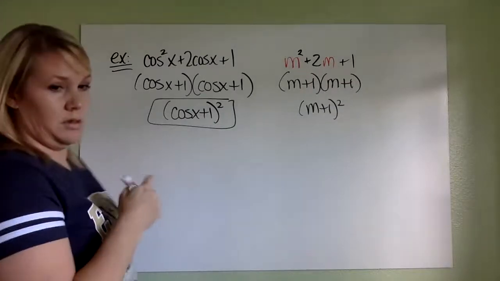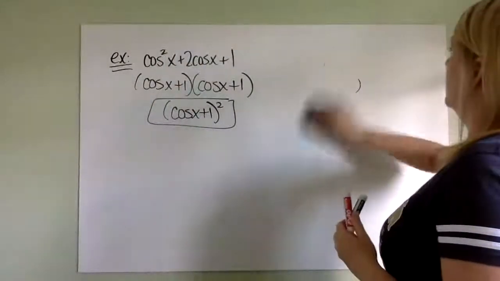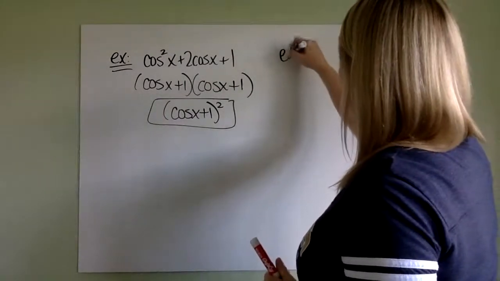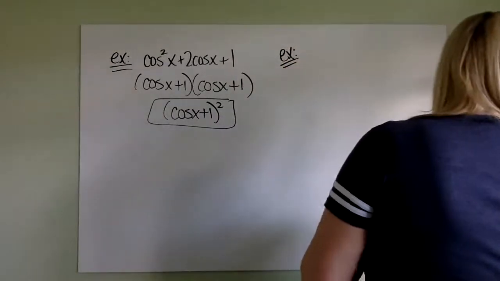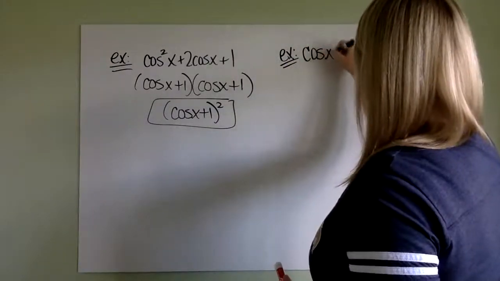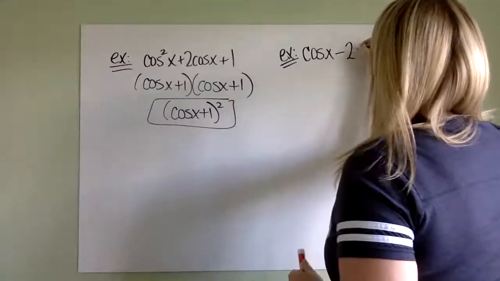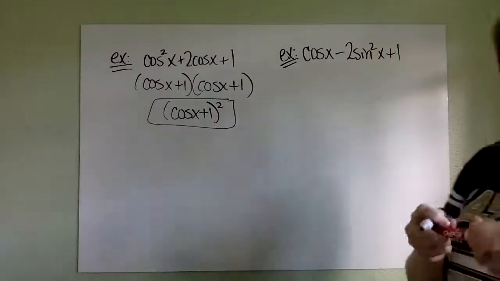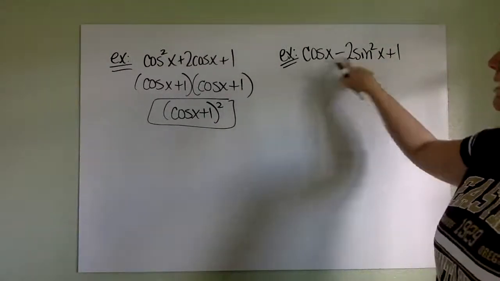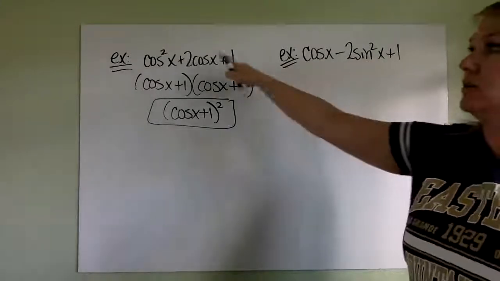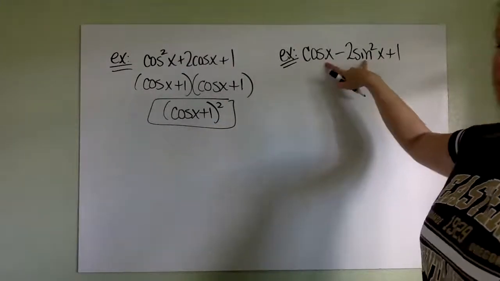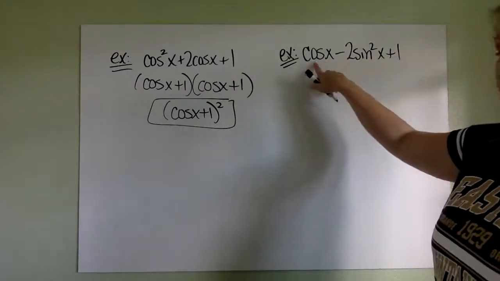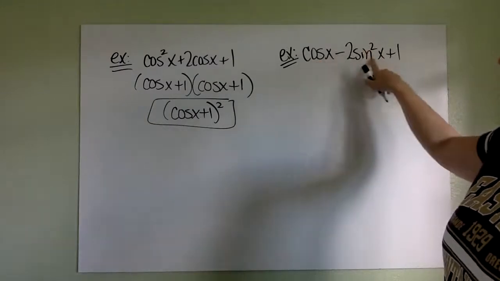So let me erase it and put it over here. Sometimes you'll have to use a trigonometric identity before you can factor. So let me show you one like that. This trinomial expression has both a cosine and a sine. You can't factor like we did over here if we have two different functions in that expression. So we need to switch one out for the other.